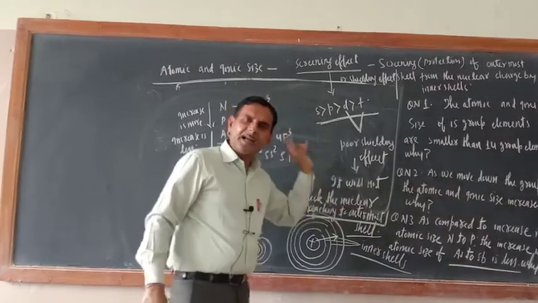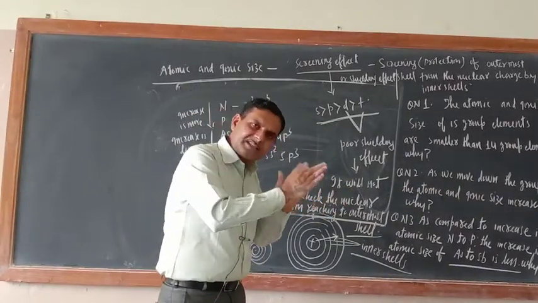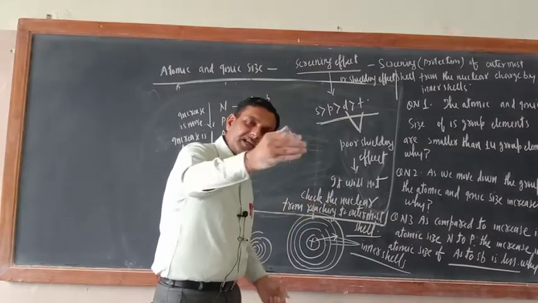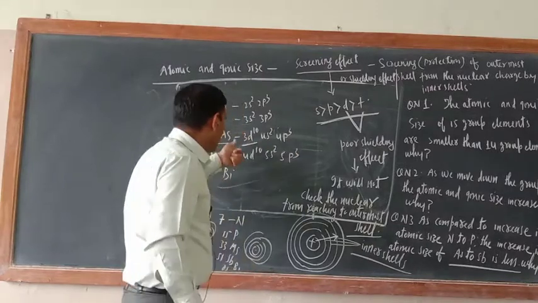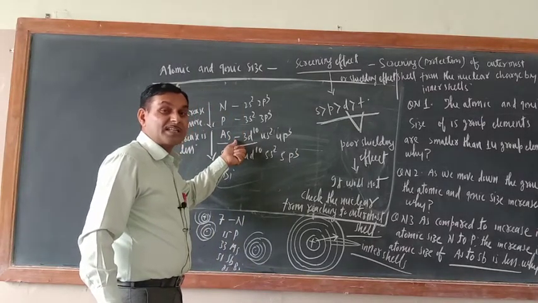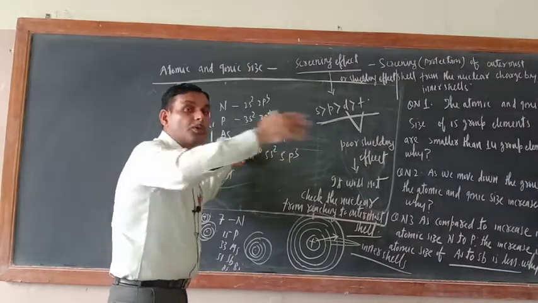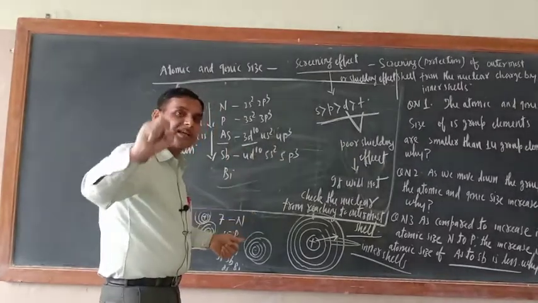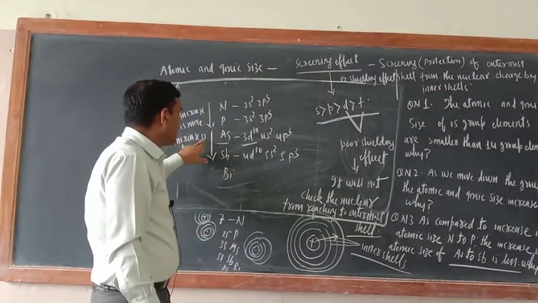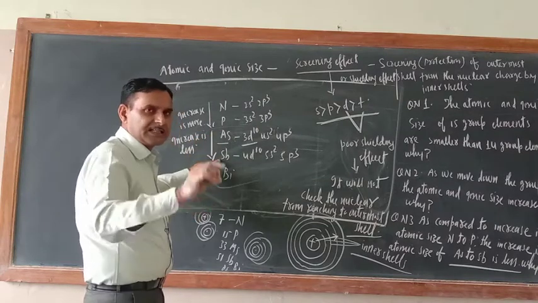So if d and f orbital shells are there as inner shells, they will not control the nuclear charge from reaching the outermost shell. In arsenic, d orbital has entered, and now this d orbital will not check the nuclear charge. It will allow the nuclear charge to go to the outermost shell and it will shrink. This is the only reason that the increase in atomic and ionic size from arsenic to antimony is less.